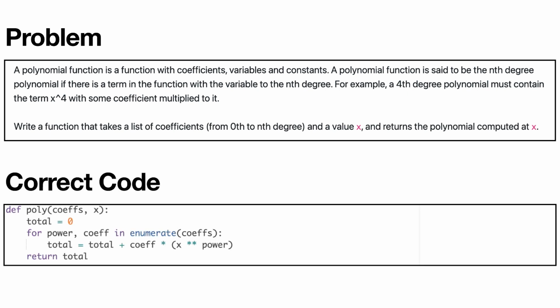The solution iterates through the list of coefficients, using the index to determine the power of x, and keeping track of a running total. In this case, the pattern is present in the use of enumerate in the for loop, and the fact that both power and coef are used within the loop.